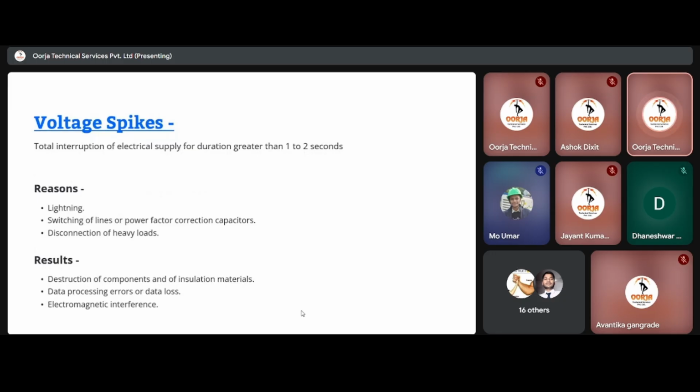Next, voltage spikes. The total interruption of electrical supply for a duration greater than 1 second to 2 seconds. Reasons: lightning, switching of lines, or power factor correction capacitors, disconnection of heavy loads. Results: destruction of components and of insulation materials, data processing errors or data loss, electromagnetic interference.